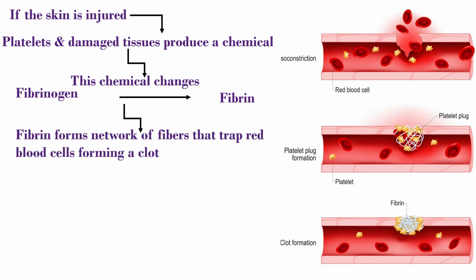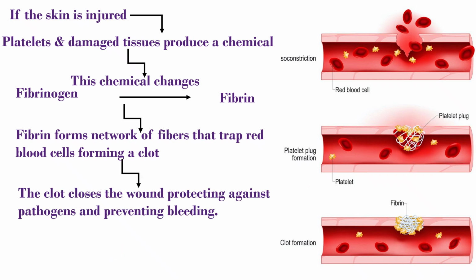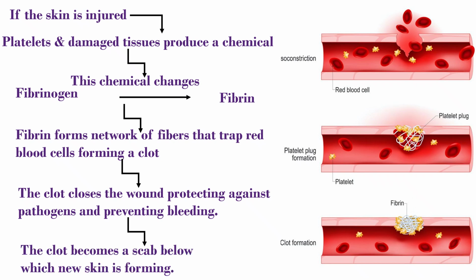The fibrin forms a network of fibers. They trap red blood cells, forming a clot. The clot closes the wound and protects us against pathogens entering from outside, and it prevents the bleeding and that the blood can go outside the skin. The clot becomes a scab below which new skin is being formed.